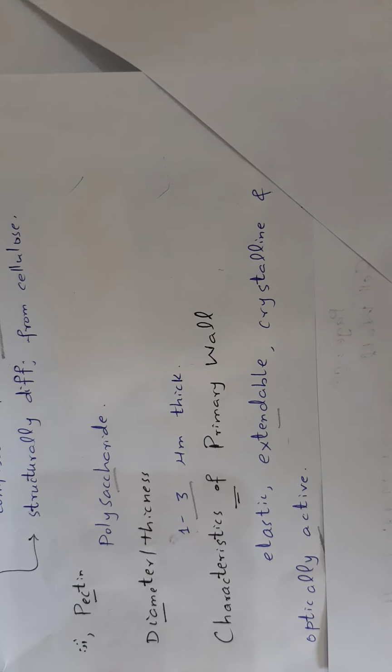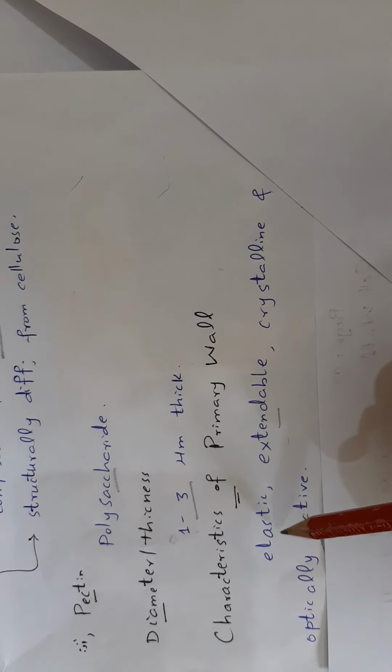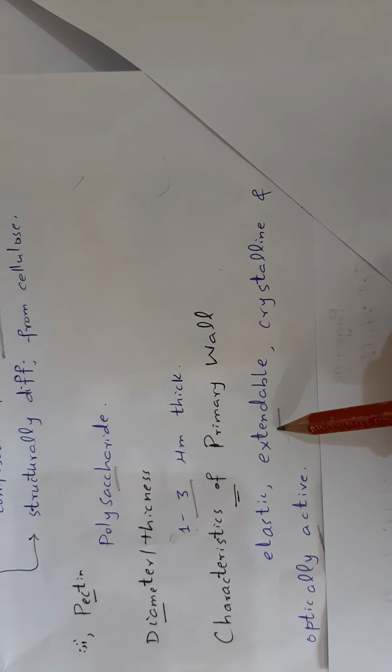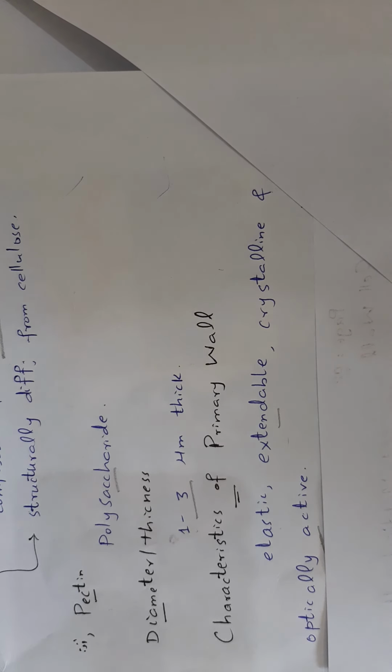Now, characteristics of primary wall. Primary wall is elastic, extendable. Primary wall is adapted to growth. It is elastic and capable of great extension. Crystalline, having a specific or definite geometric shape, and optically active. Elastic, extendable, crystalline, and optically active.